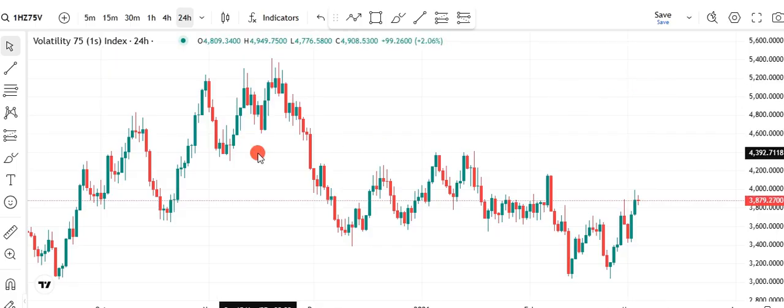So let's go straight into the analysis. Remember, we are using Deriv for today's analysis and we are focusing on their synthetic aspect. Remember, they also have other aspects, but for now, we'll be focusing on their synthetic markets. Alright, that said, let's dive into VIX75 1 second.